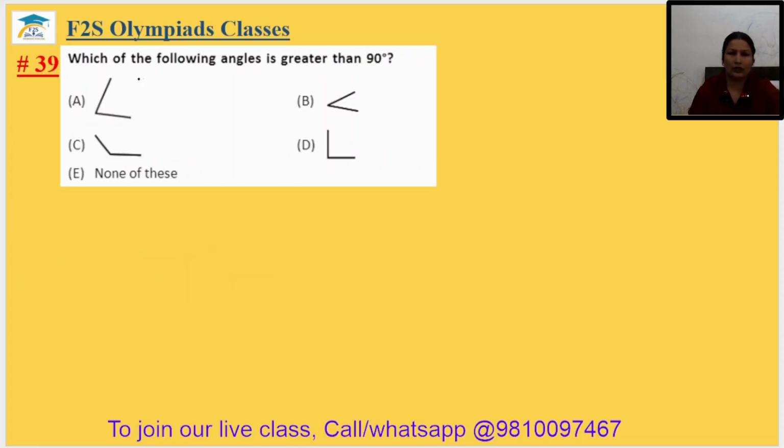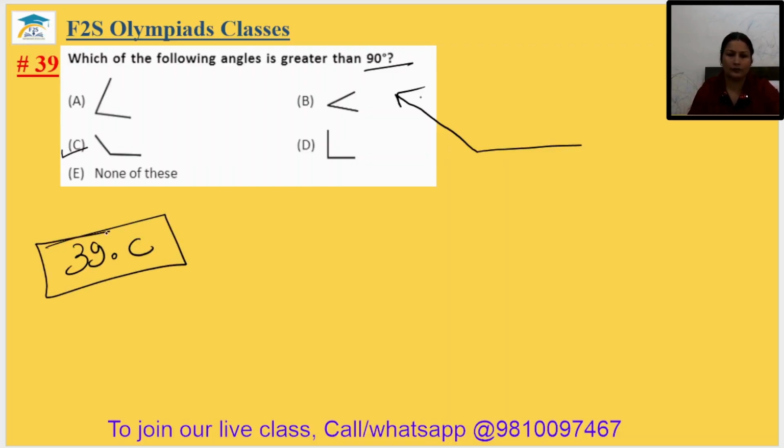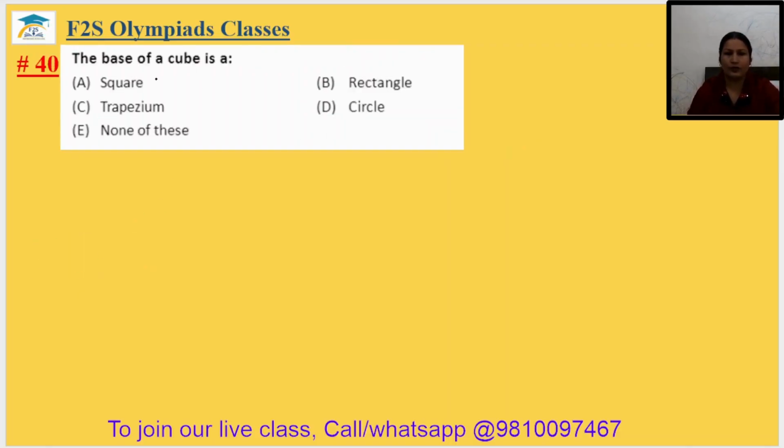Question number 39. Which of the following angles is greater than 90 degree? For being greater than 90 degree, the second arm of the angle will be away from the straight line. It is looking like C. 39th answer will be C. Question number 40. The base of a cube is square. So 40 answer will be option A.